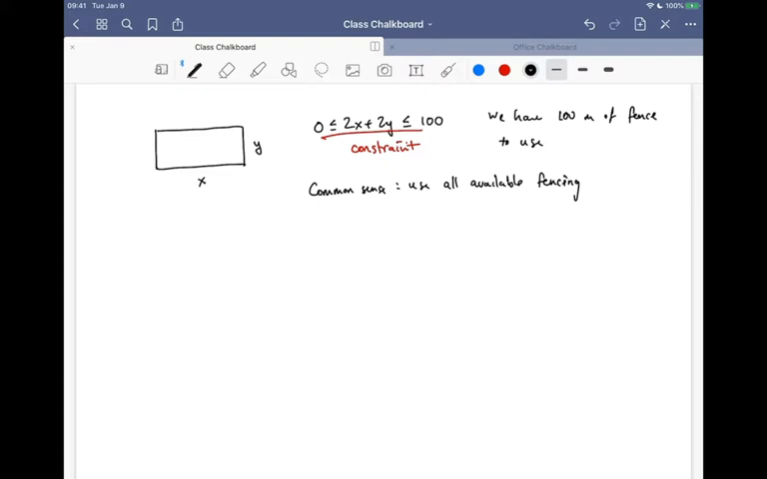If we think about what this means for a second, first, the values of x and y individually have to be bigger than or equal to 0, and that makes sense because they represent a distance. It's not reasonable to talk about negative distances. And the second is that the two of them together have to add up to less than or equal to 50, because of the perimeter equation here, just dividing both sides by 2.